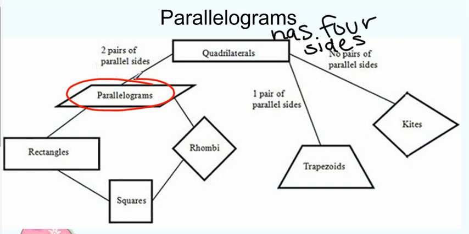Now, if no sides end up being parallel, we have what's called a kite, which we actually won't cover in this class. And then if one side is parallel, we'll have the trapezoids. Breaking off of the parallelograms, you'll have the rectangle and the rhombi, and then the square is like the love child of the rhombi and the rectangles.